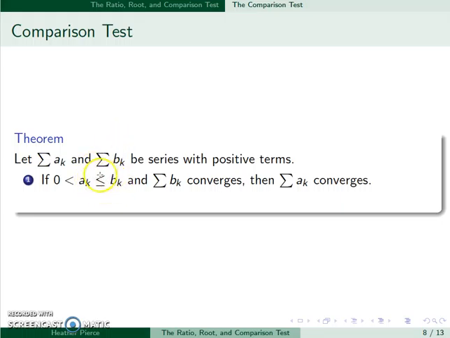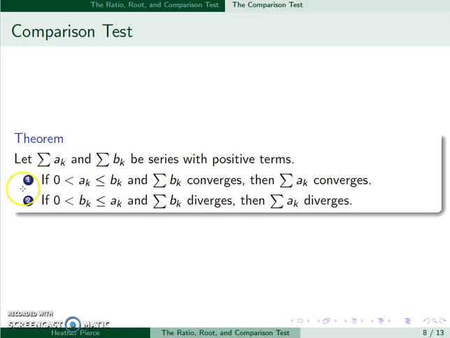So the idea is this b sub k, if I take this series of b sub k, then it's going to be a finite number. So something smaller than a finite number will still be a finite number. If 0 is less than b sub k, which is less than or equal to a sub k, and we know that b sub k diverges, then the series a sub k will also diverge. So now I know this b sub k is infinite, and if I have something bigger than infinity, it's still infinity.